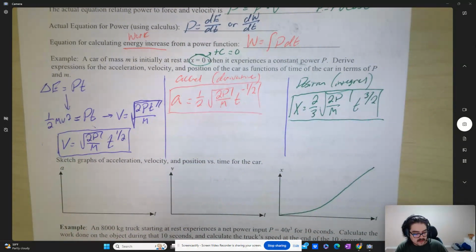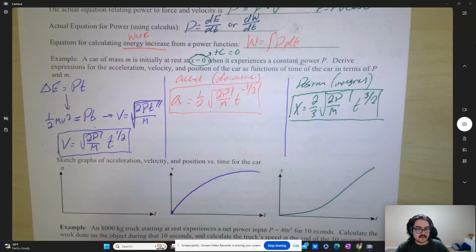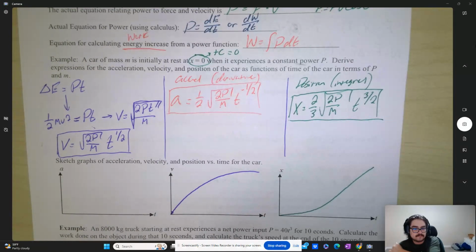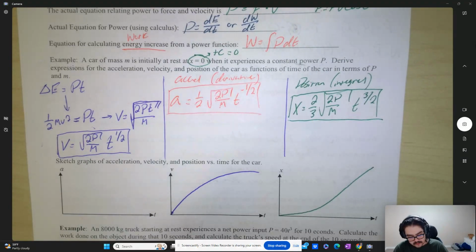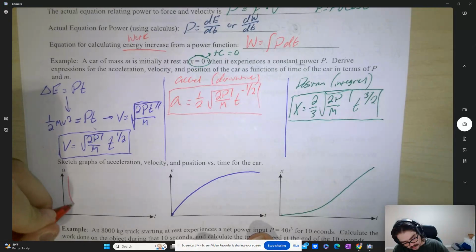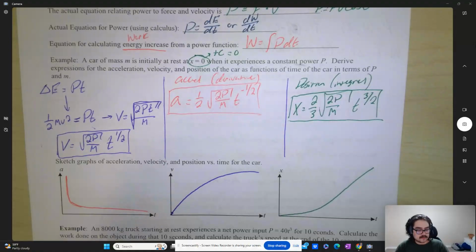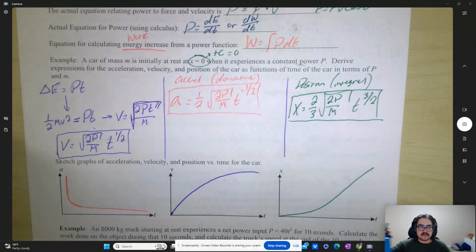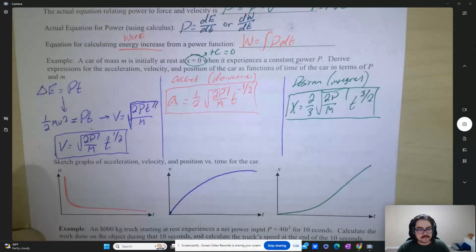Your velocity graph should look like this. It increases till it hits a point, and then at A you're going to notice that your acceleration function looks kind of like a weird L shape. That's kind of how it looks. It should be an inverse root relationship, and you can see that right here.